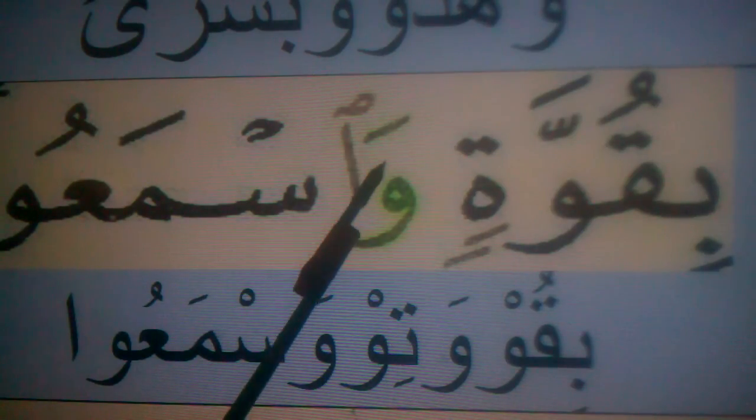بِقُوَّةٍ وَاسْمَعُوا. Instead of saying tin here, we're going to say تِن وَاسْمَعُوا. See the two vowels. This vowel will turn into a double sound. بِقُوَّةٍ وَاسْمَعُوا. الله أعلم. Next one.